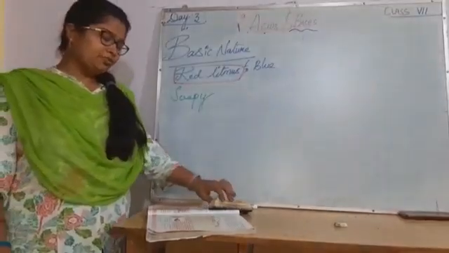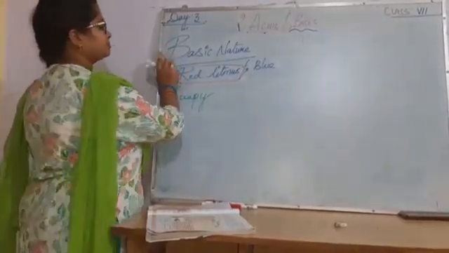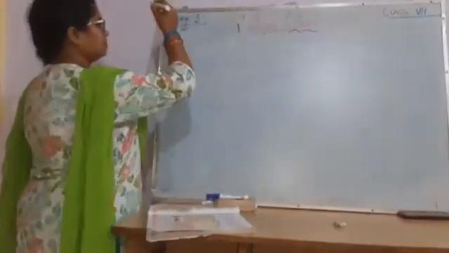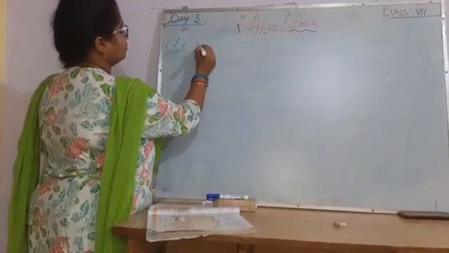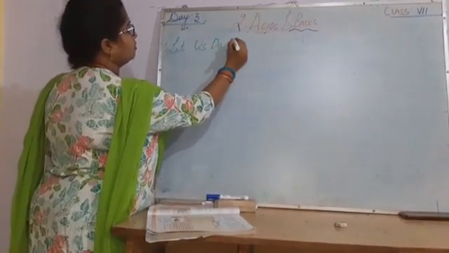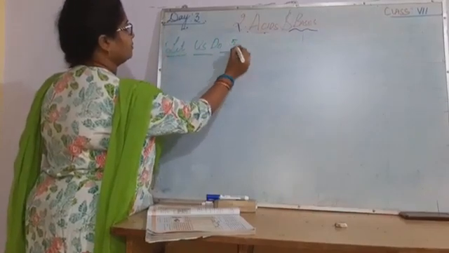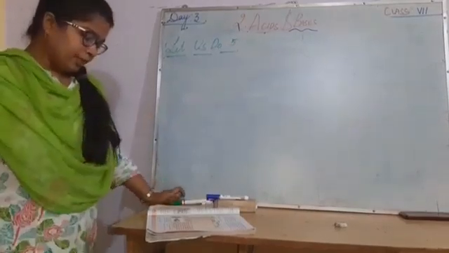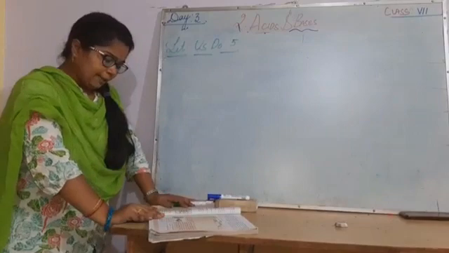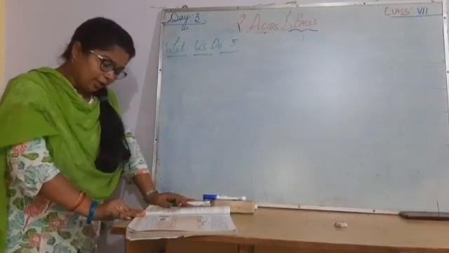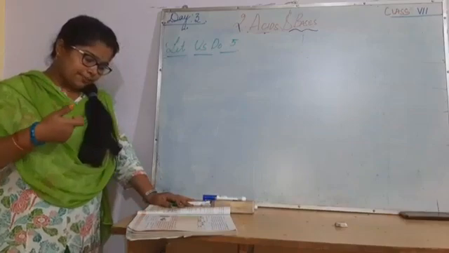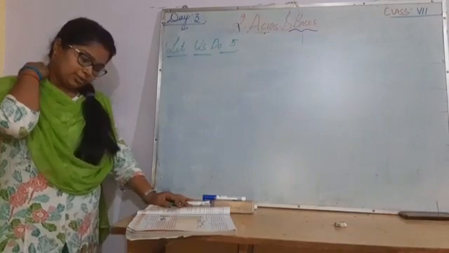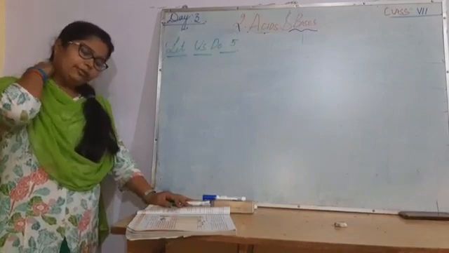And next, let us do 5. In let us do 5, what is there? I'll read out for you. Burn a piece of magnesium ribbon by holding it with tongs. Collect the white ash and dissolve it in a little water. Touch the solution formed and test with the blue and red litmus paper.